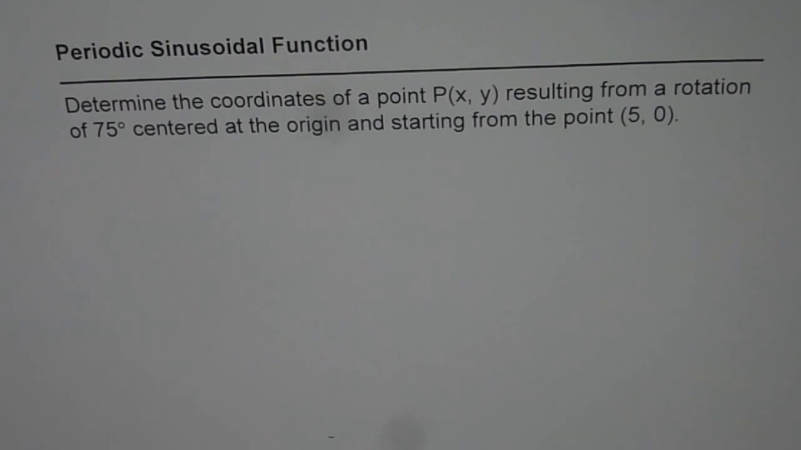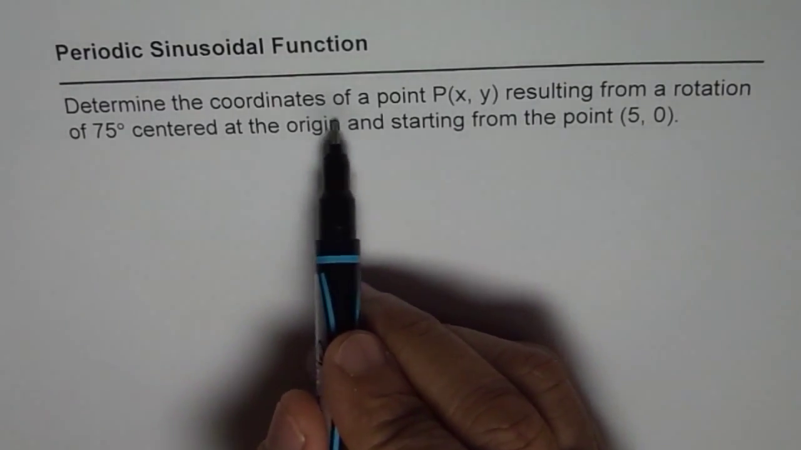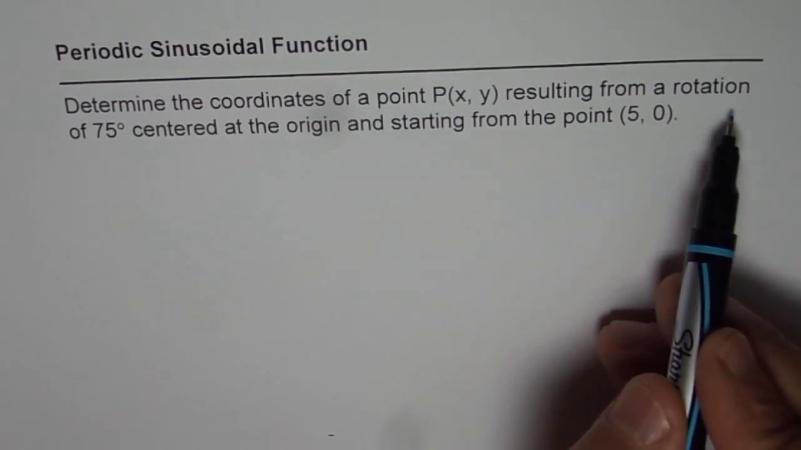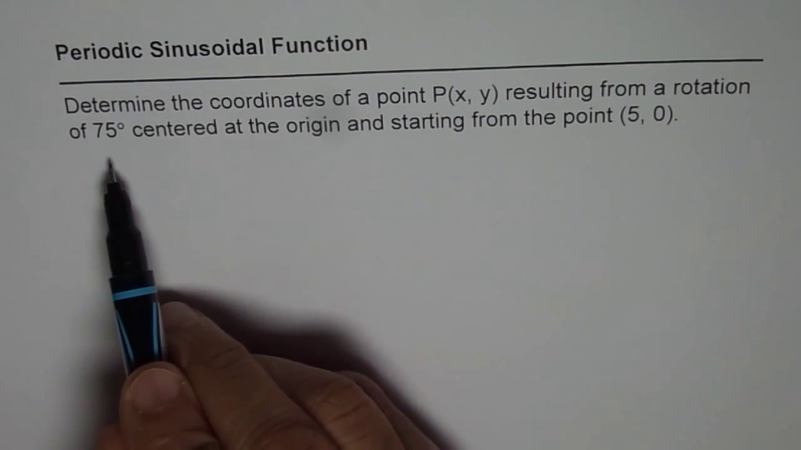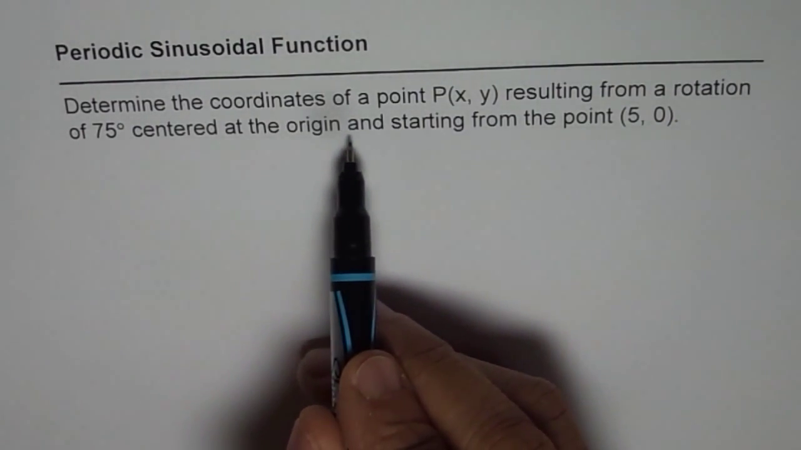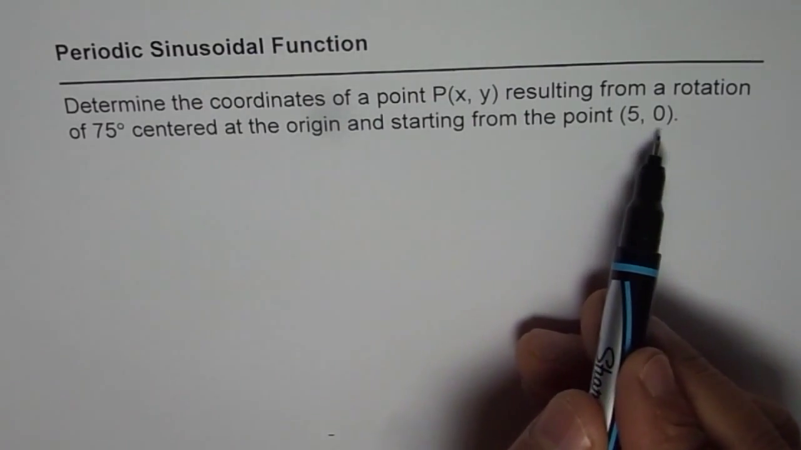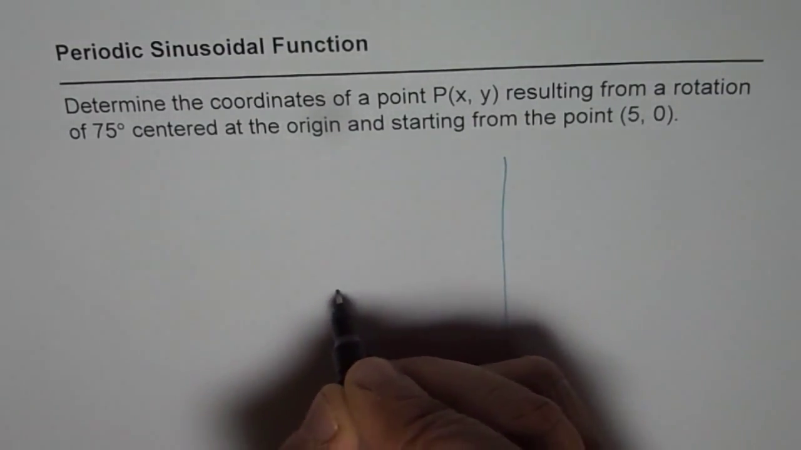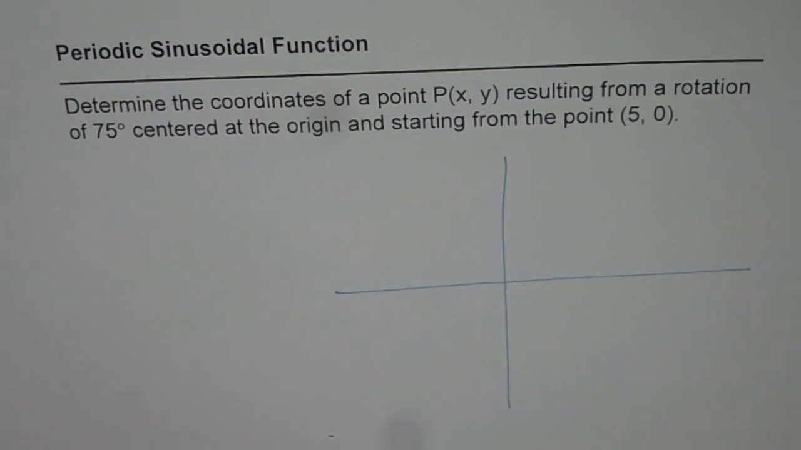I'm Anil Kumar, and in this video we'll try to relate coordinate points with the sine and cosine values. The question here is, determine the coordinates of a point P(x, y) resulting from a rotation of 75 degrees centered at origin and starting from point (5, 0). So let me draw the coordinate plane here and then we'll try to understand the situation.